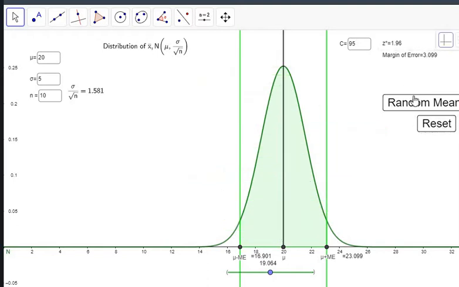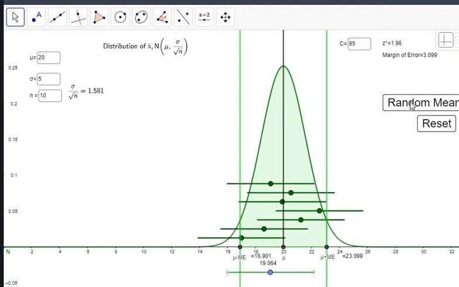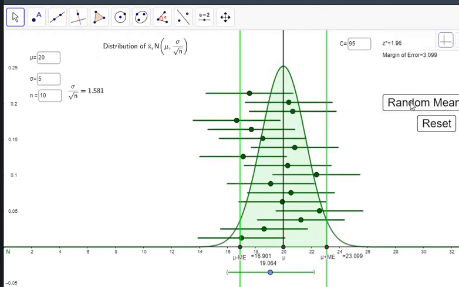Let me reset it and try it again with new ones. 1, 2, 3, 4, 5, 6, 7, 8, 9, 10, 11, 12, 13, 14, 15, 16, 17, 18, 19, 20. That time it did it exactly as the theory would say. There's 1 that's not and 19 that are in there. So 95% of the confidence intervals that I created captured the mean and 1 of them didn't.